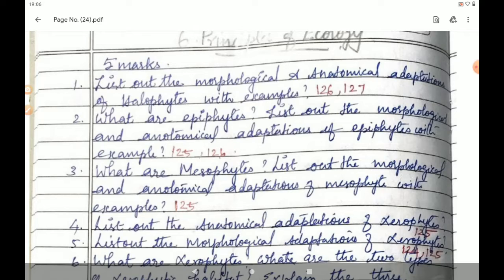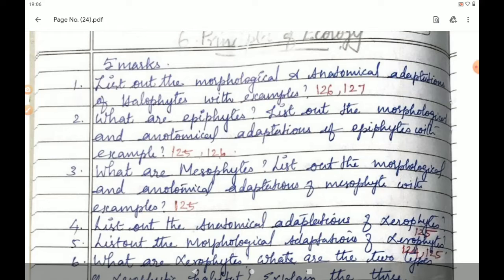And below that, anatomical adaptation is given. Under anatomical adaptation, there are 3 points. First about multilayered epidermis, presence of the cuticle, succulent epiphytes contain well-developed parenchymatous cells. Then students, third question, third 5 mark is: what are mesophytes? List out the morphological and anatomical adaptations of mesophyte with example. Answer is given in page number 125.